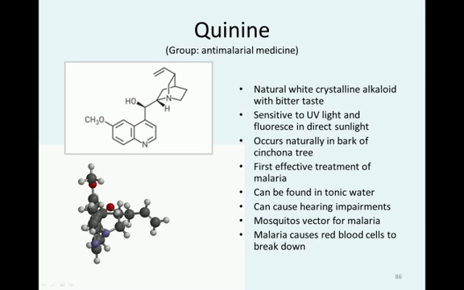Quinine, occurs naturally in the bark of the cinchona tree, can also be found in tonic water. It's the first effective treatment of malaria.